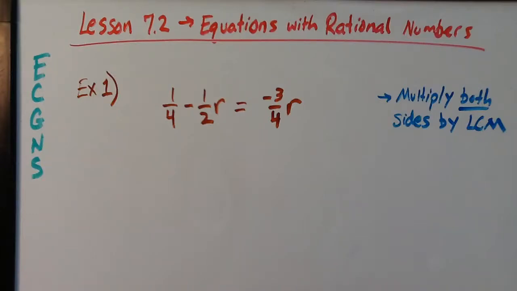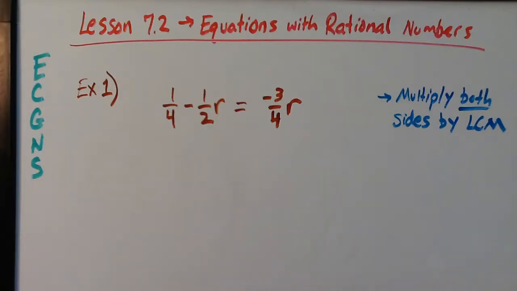Lesson 7.2, equations with rational numbers. So, equations with fractions and decimals in them. Now we follow the same 5 steps to solve equations that we have been following: E, C, G, N, and S. Every cowboy gets nervous sometimes. That's how we remember the 5 steps to solve equations.